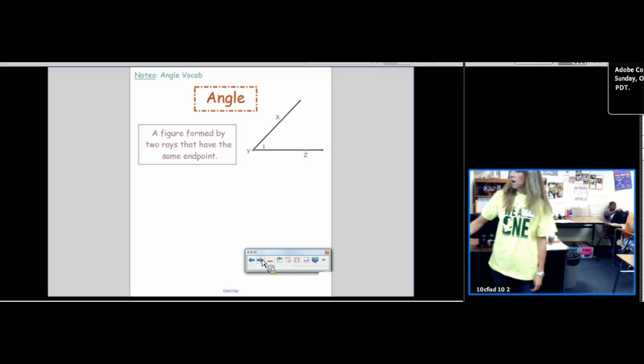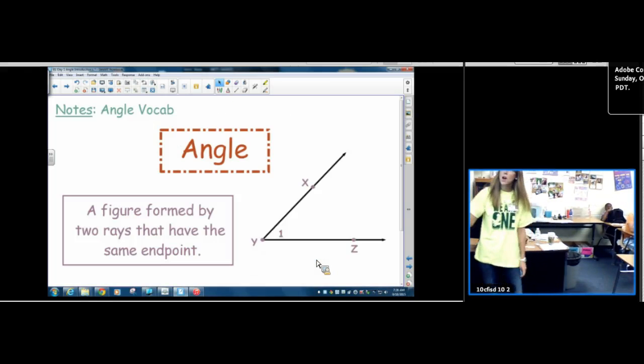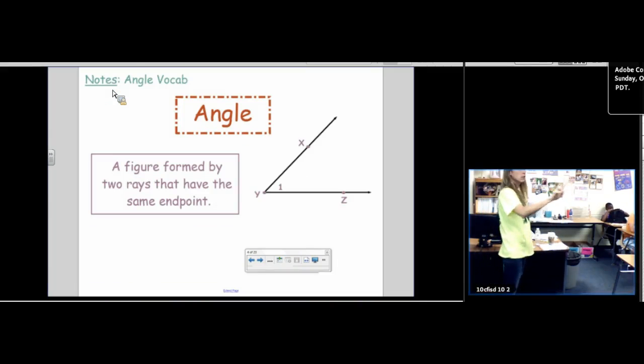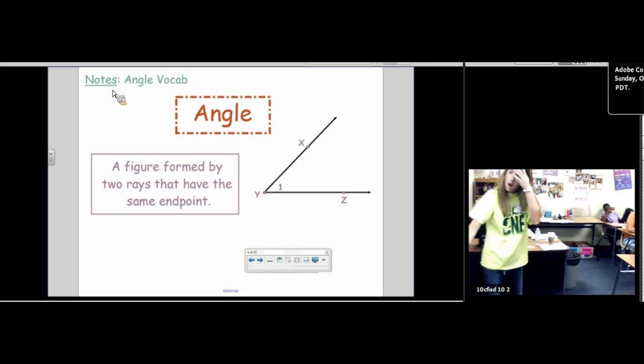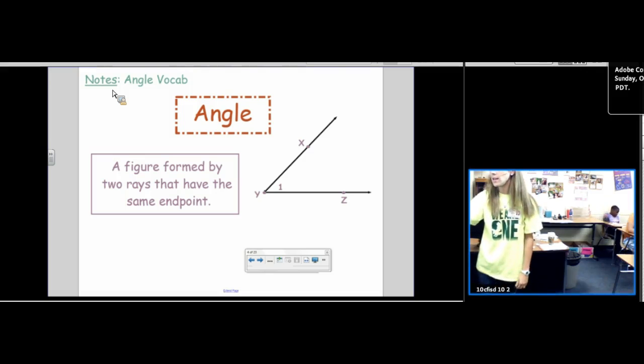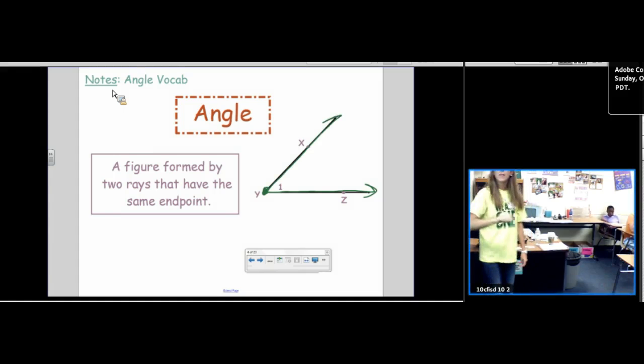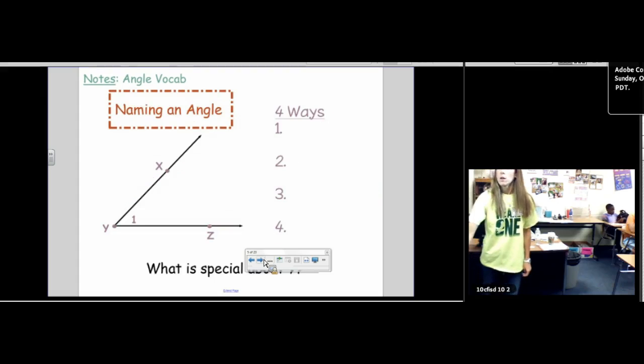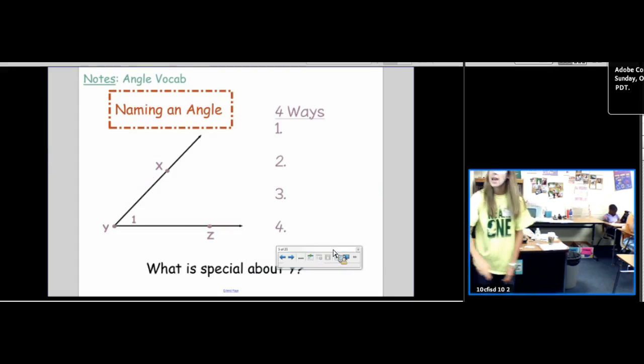So the first word on your sheet is angle. And I want you to know what an angle is made up of. An angle is made up of 2, read it, what? Rays. So an angle is made up of rays, not of segments, not of lines. 1 ray and 2 rays. They have to have the same endpoint or a common endpoint. So the 2 rays are going to share an endpoint. Let's talk about how we could name this angle.